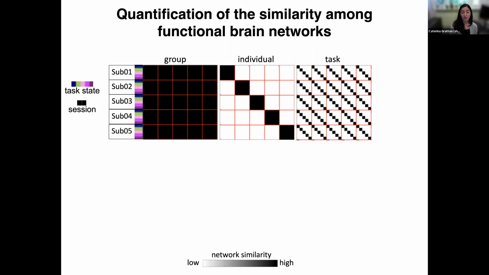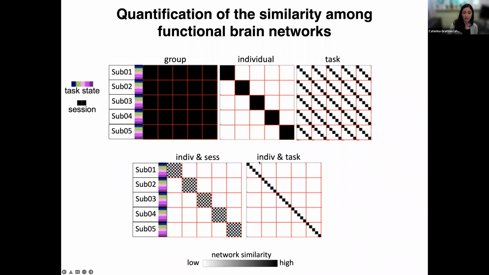If there are factors that are shared by single individuals, you'll see the high similarity along this main block along the diagonal. Factors specific to a given task will be seen in this little mini block along the diagonal, and the off diagonals relative to that. And of course, you may get interactions between these effects. For example, factors shared by an individual and task in the single mini block along the diagonal, or individual and session in this sort of checkerboard pattern.